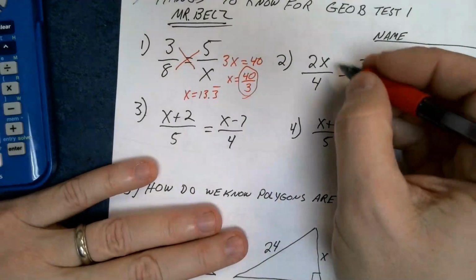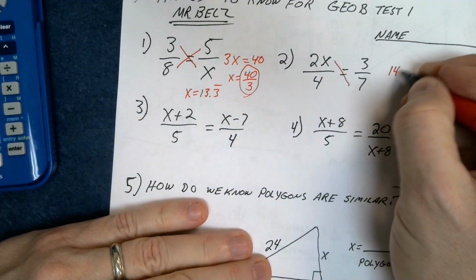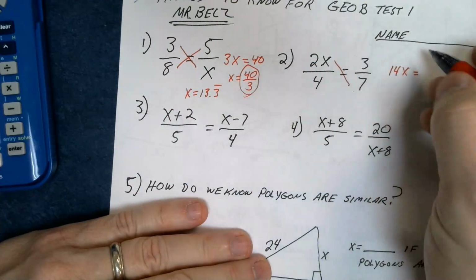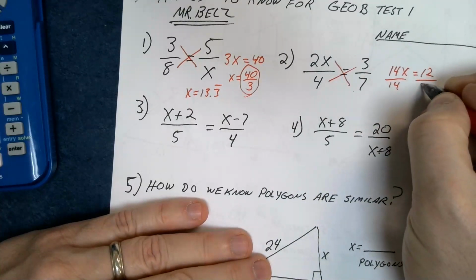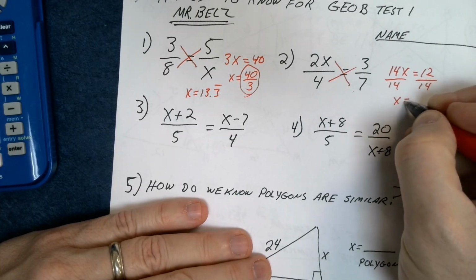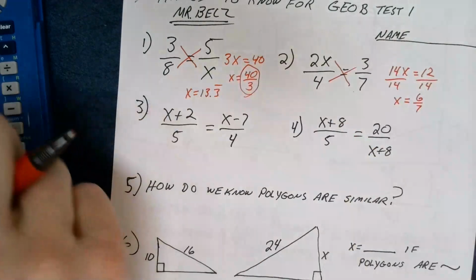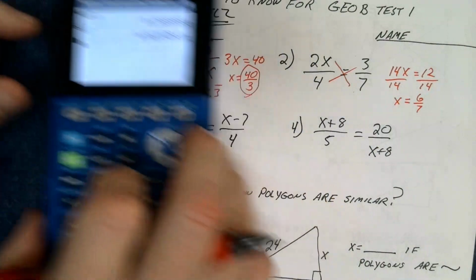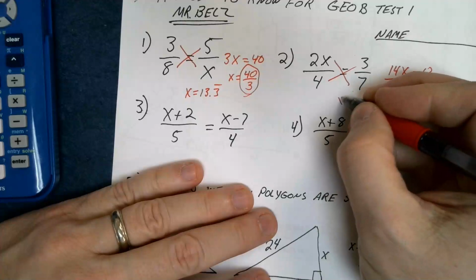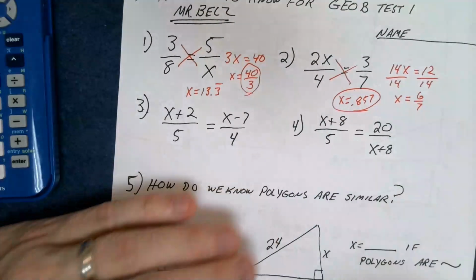Over here, we're going to do this one. Now I have 2x times 7, and that's 14x. Equals, and I cross multiply the other way and I get 12. Divide by 14 and divide by 14, and I get x equals, I can reduce that to 6/7, or again on the calculator, 6 divided by 7 is 0.857. I'd probably go a few decimal places as I do that.